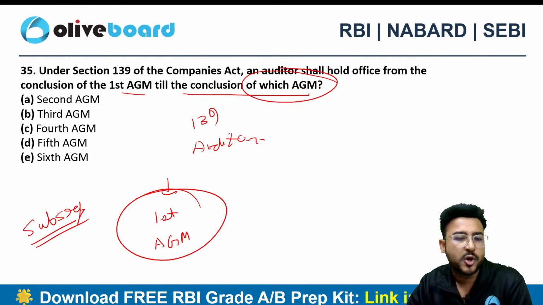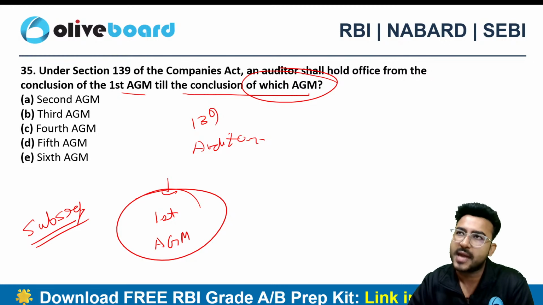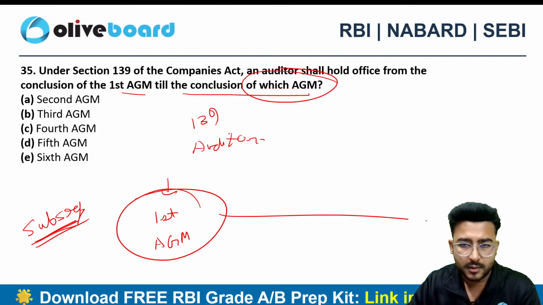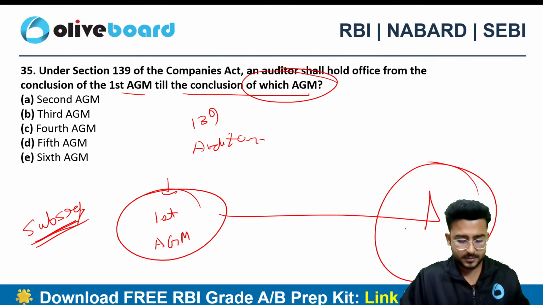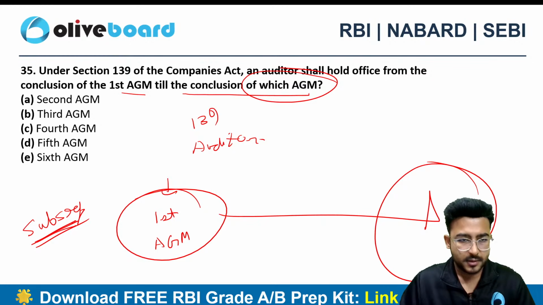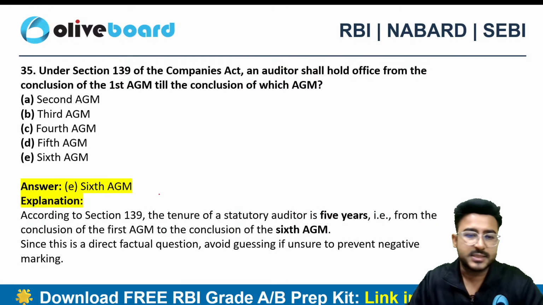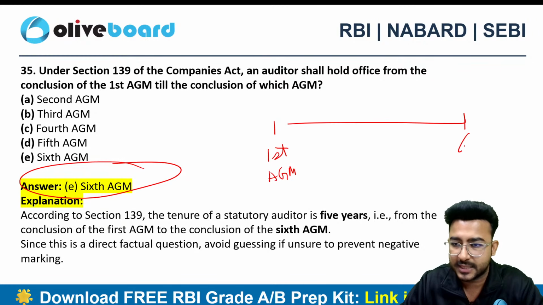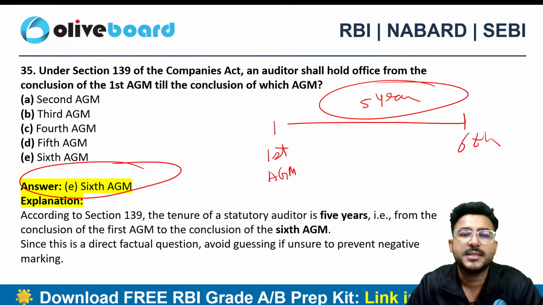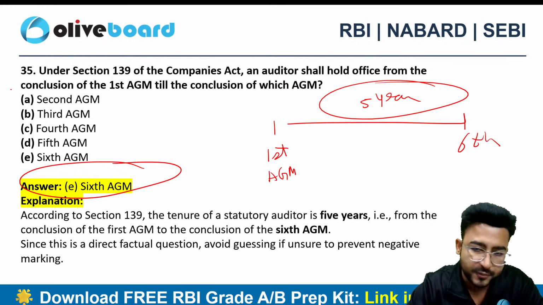Now, the first auditor I must have appointed when I started the company. At the first AGM, I am appointing a subsequent auditor. What will be the tenure of the subsequent auditor? Till the 6th AGM. So for 5 years, from the conclusion of the first AGM till the 6th AGM, that means this is a period of 5 years for which the subsequent auditor is appointed.